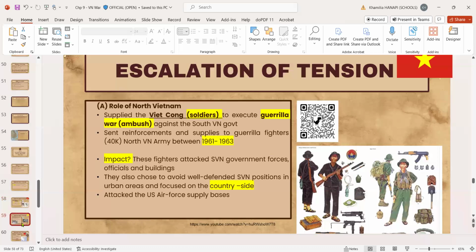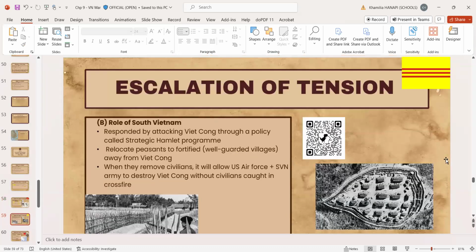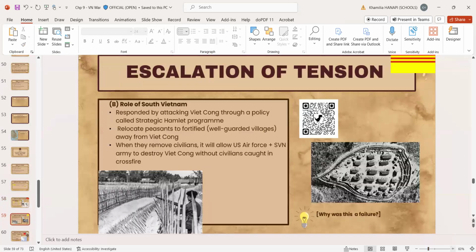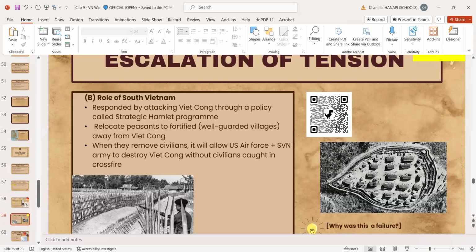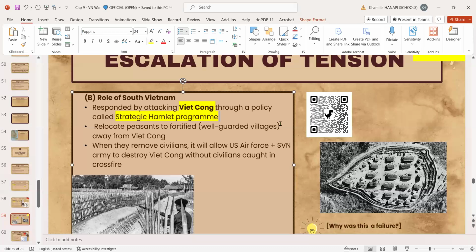Okay, now moving on, how about the South Vietnamese? And you can see the flag is slightly different. This is the flag of South Vietnam. This is the flag of North Vietnam. So what did they do? Again, there is another QR code that you can watch after this video. So the role of South Vietnam is, since they are always being attacked by the North Vietnamese, remember Viet Cong is North Vietnamese, they came out with this policy called the Strategic Hamlet Program.